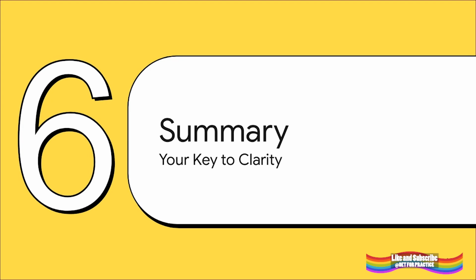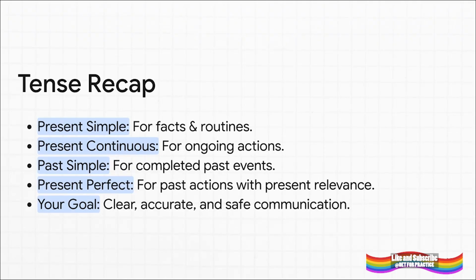All right, let's bring it all together, because mastering these 4 tenses isn't really about just passing a test, is it? It's about becoming a clearer, safer, and more effective professional communicator. So, let's recap the toolkit one last time. Present simple is for the facts and routines, the patient's baseline. Present continuous is for what's happening right now. Past simple is for the finished story of what happened before. And the present perfect is your bridge, connecting past events to why they matter today. They all work together for one single purpose: clear, accurate, and safe communication.